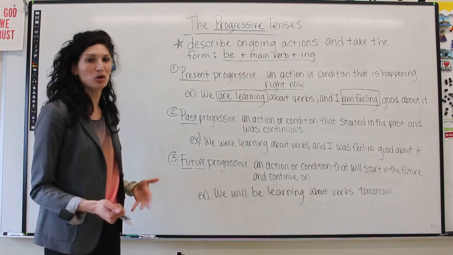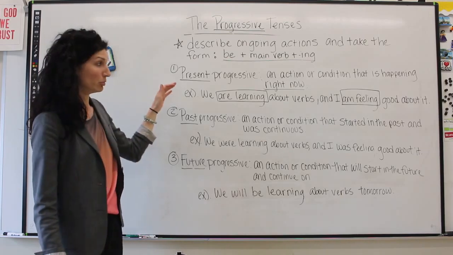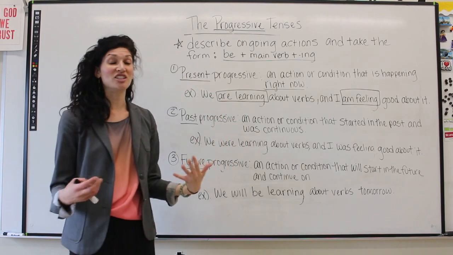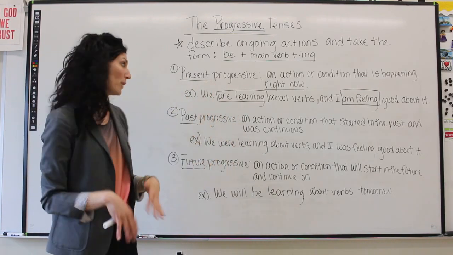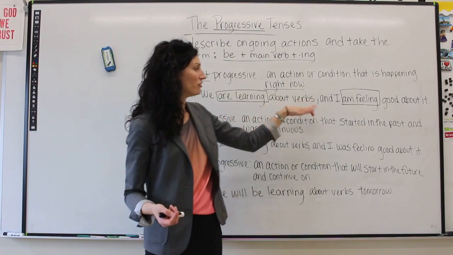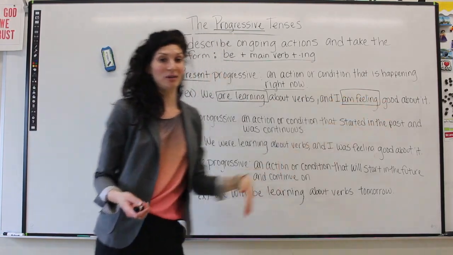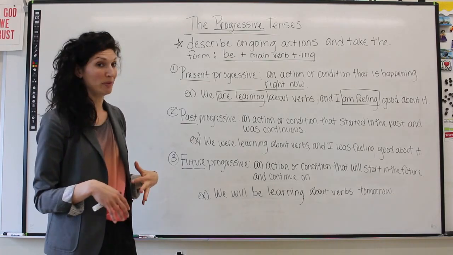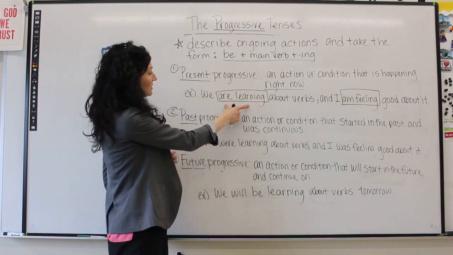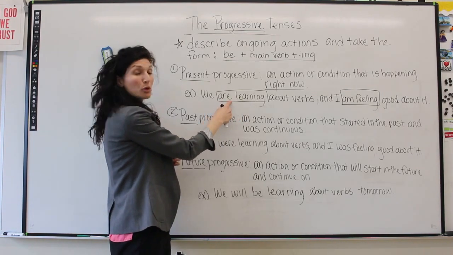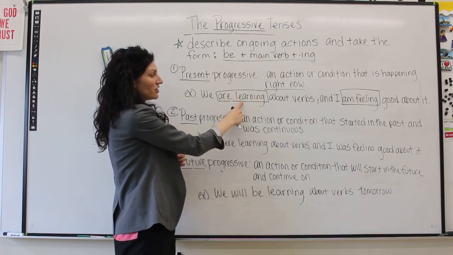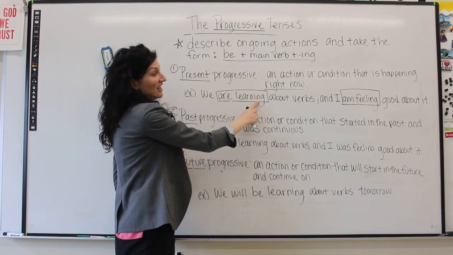Let's take a look at the present progressive first to clarify a little bit. We use the present progressive when we're talking about an action or condition that is happening right now. So for example, we are learning about verbs and I'm feeling good about it. That's happening right in this moment. If we look at are learning, we know that it's in the present progressive tense because we have the present simple form of the verb to be plus the main verb learn with an ing ending.